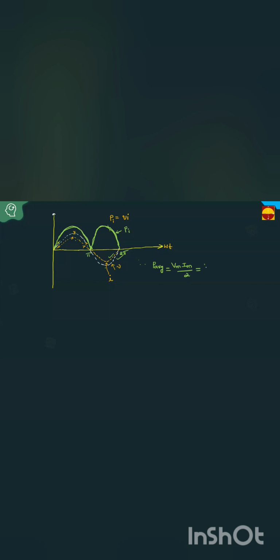This is equal to Vm by root 2 into Im by root 2. This is equal to Vrms into Irms. That is the average power.